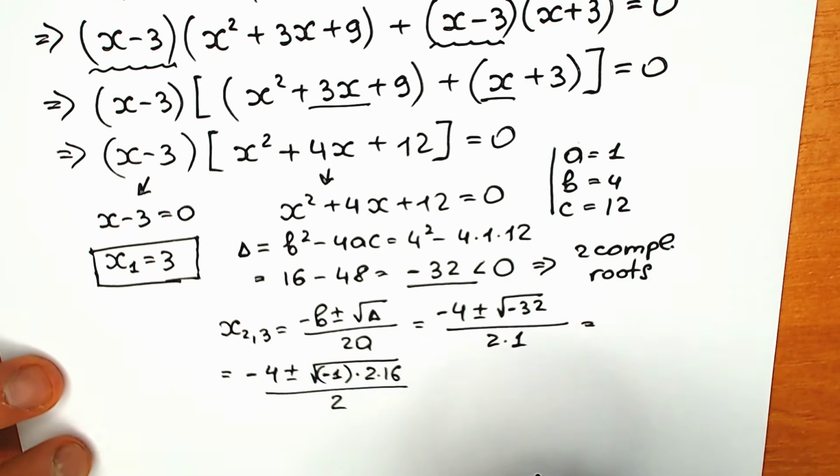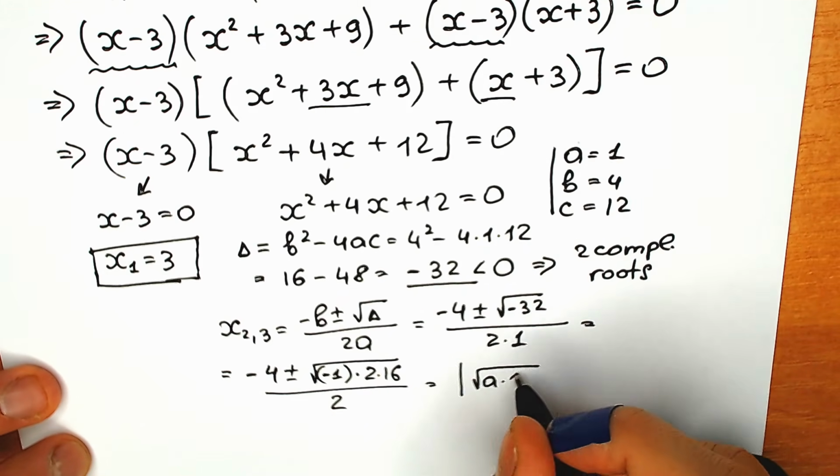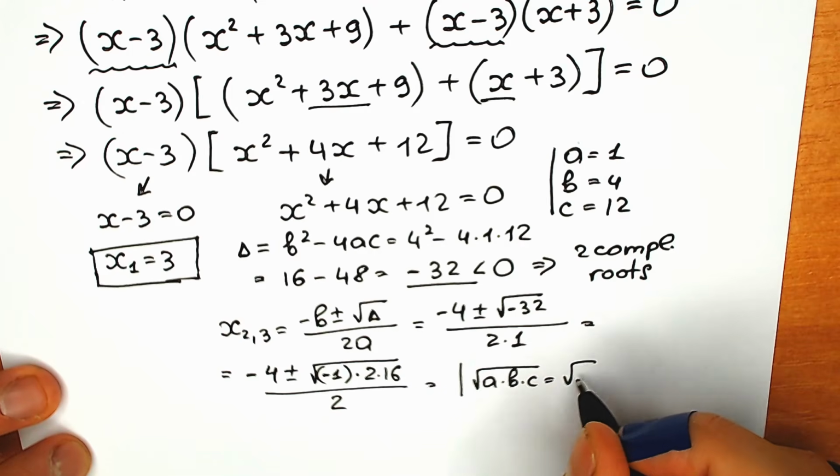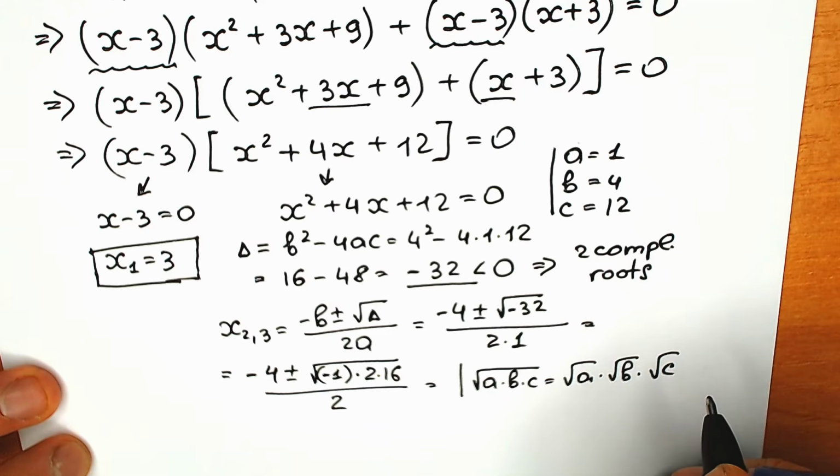A lot of students might be asking, why do we express it like that? Because there's a really great property. This property looks like that. Whenever you have the square root of a times b times c, this is equal to the square root of a times the square root of b times the square root of c.